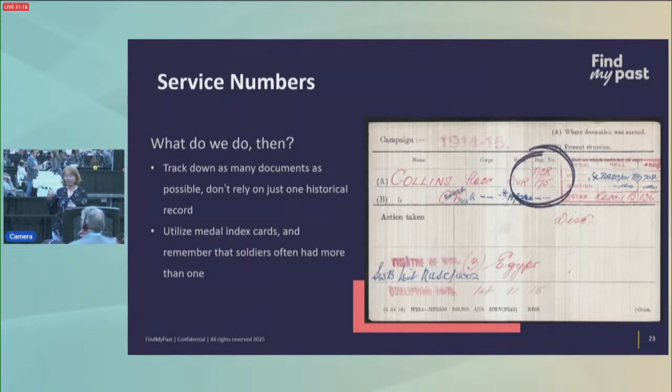So you want to be building as complete a picture of the soldier in question as you can, and you want to track all of those service numbers over time. So track as many documents as possible. Don't rely on any one historical record. You need to look at them all, and you want to utilize especially the medal index cards, and remember that the soldier often had more than one of those as well, and really think about what that service number is. Again, I've got a Post-it note on my desk for every project, and I've got all the service numbers sitting in front of me at all times.